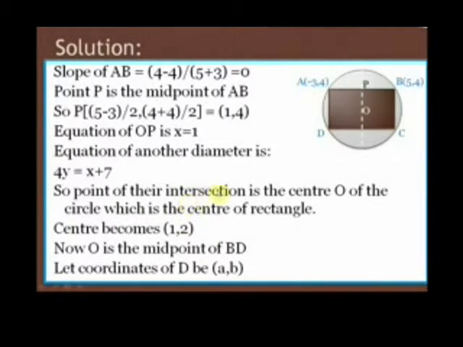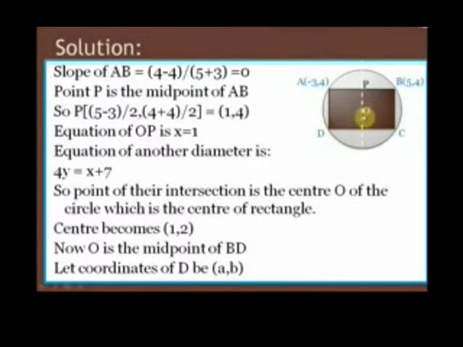So the point of their intersection is (1, 2). We solve this equation and this equation, so we get the center as (1, 2). Now O is also the midpoint of BD. BD is the diagonal of the rectangle, or you can say it is the diameter of the circle.